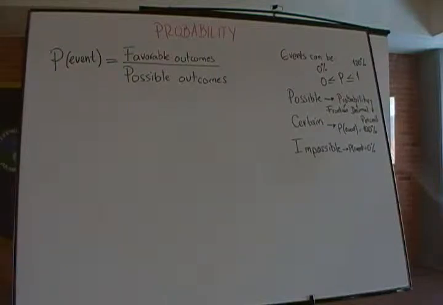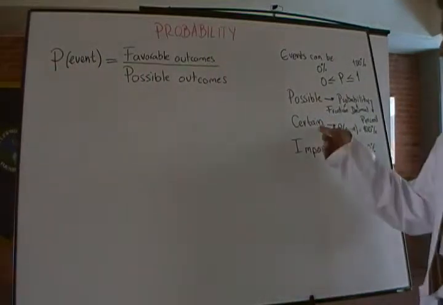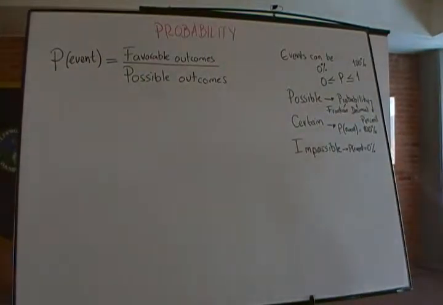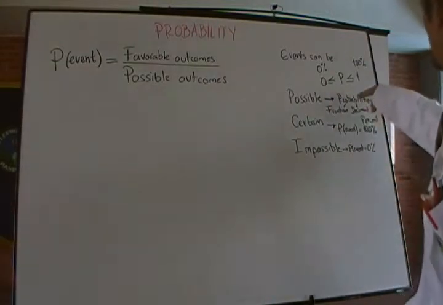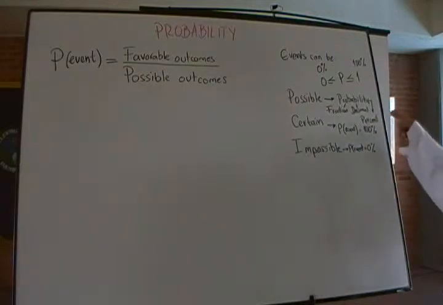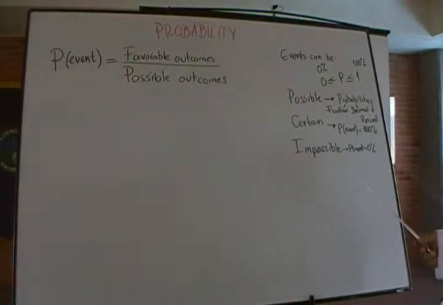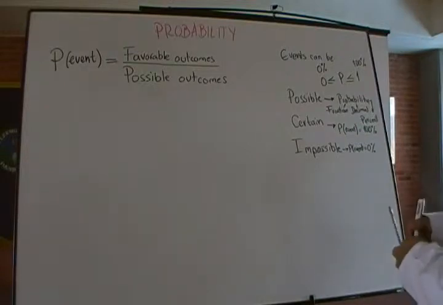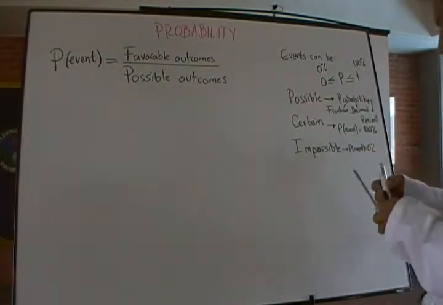When talking about probability of an event, we can classify some events as possible, certain, or impossible. Possible events have a probability that can be expressed as a fraction, as a decimal, or as a percent. When the probability of an event is 0, that means that the event is impossible, so it cannot happen.